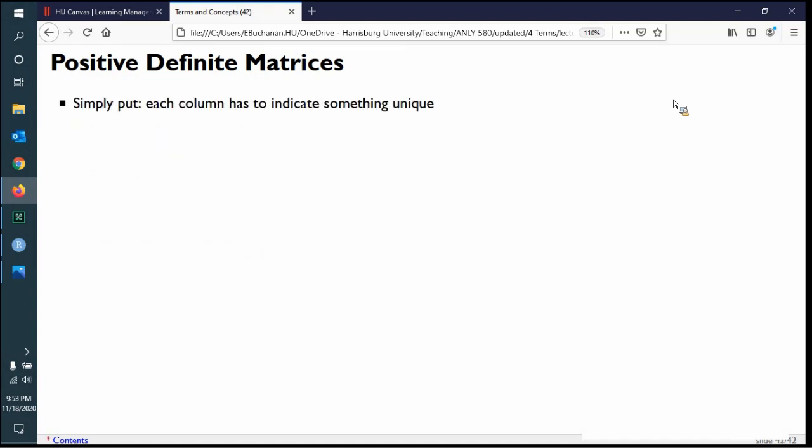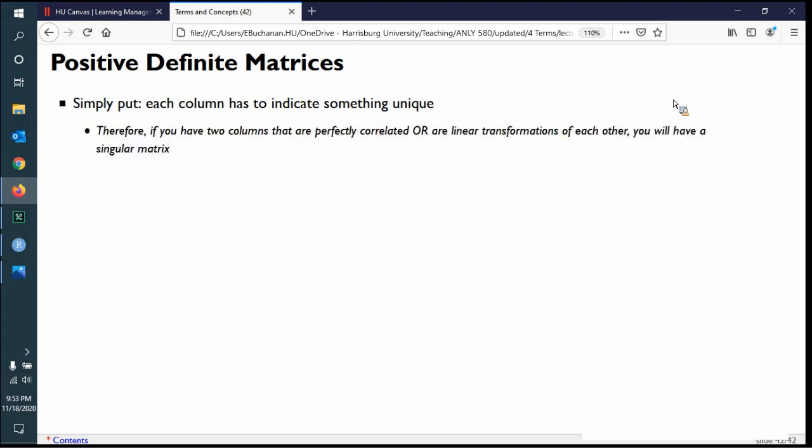And so, simply put, generally a positive definite or a not definite problem is where the columns don't indicate something unique. So we have two columns that are perfectly correlated, or somehow these linear transforms each other, you will get a singular matrix error. And that's why I always really push checking for additivity during data screening. Because it's very easy to reverse code an item and include both of them in your model because you're not paying attention. Okay. Have done this multiple times. One day I'll learn, right? And so that allows me to make sure that I haven't just accidentally included two perfectly correlated columns.